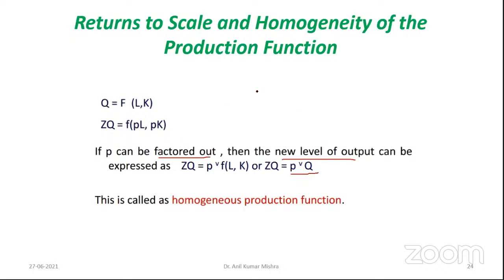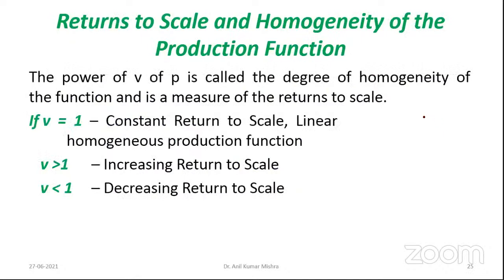Okay, let's take an example. The best example is the Cobb-Douglas production function, the CD production function. The CD production function is written as Q equals A L to the power alpha K to the power beta. This is called the Cobb-Douglas production function, where alpha and beta are the powers. Alpha plus beta must equal 1 in the case of a linear production function, so that is treated as a homogeneous production function. Now, as I already suggested, if it is homogeneous of degree 1, then it is called constant return to scale.